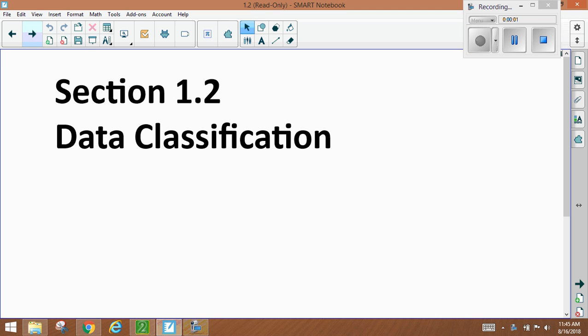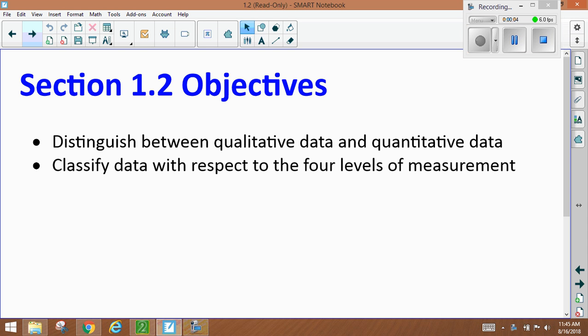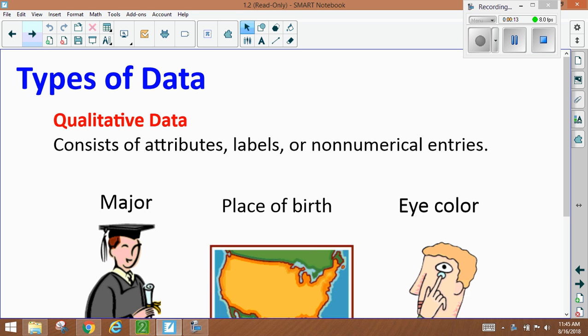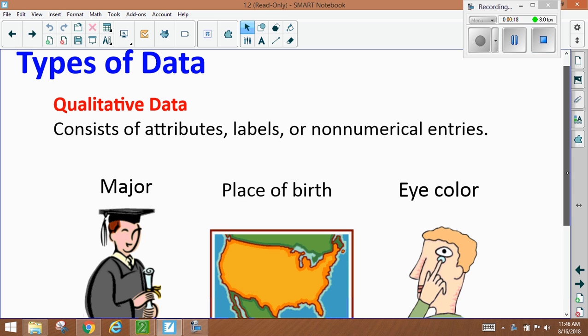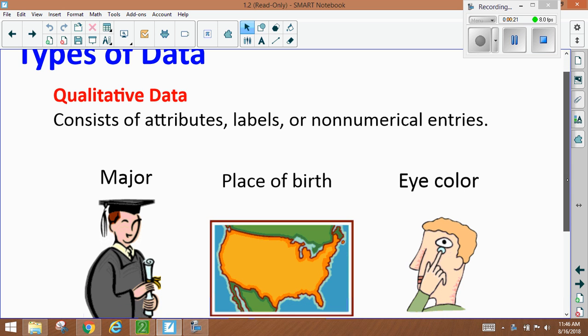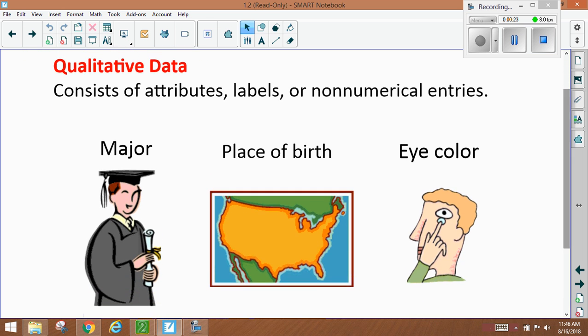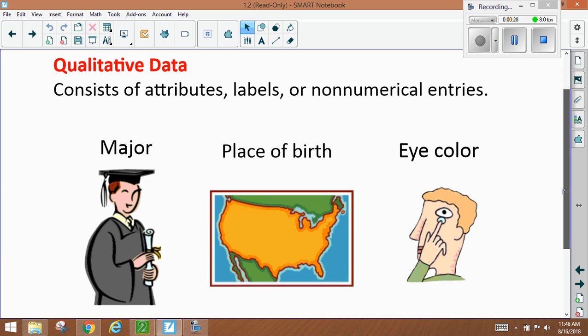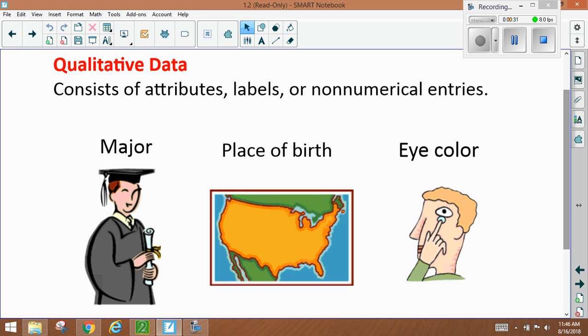All right, data classification. We're going to distinguish between qualitative data and quantitative data and classify data with respect to the 4 levels of measurement. All right, here you go. Qualitative data consists of attributes, labels, or non-numerical entries, right? So, what's your favorite color? Your eye color, age, or place of birth, right? Things that you could not add, subtract, multiply, or divide, right?